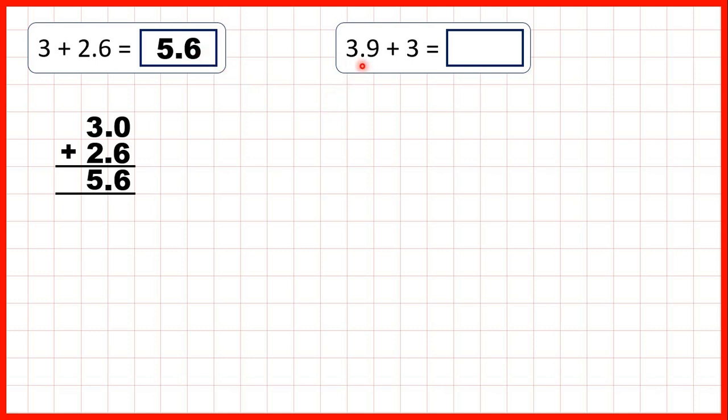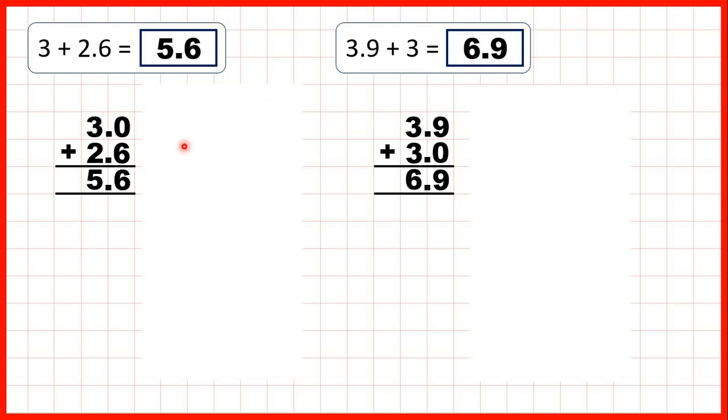Now we have 3.9 plus 3. So we can write this out as a column addition, making sure the 3 wholes are written underneath the ones of our decimal. When we have a whole number, we can always write 0.0 on the end of it. So now we have our ones and tenths columns lined up, we have our decimal points lined up, so we can copy down the decimal point into our answer. And now 9 plus 0 is 9, and 3 plus 3 is 6, so our answer is 6.9.